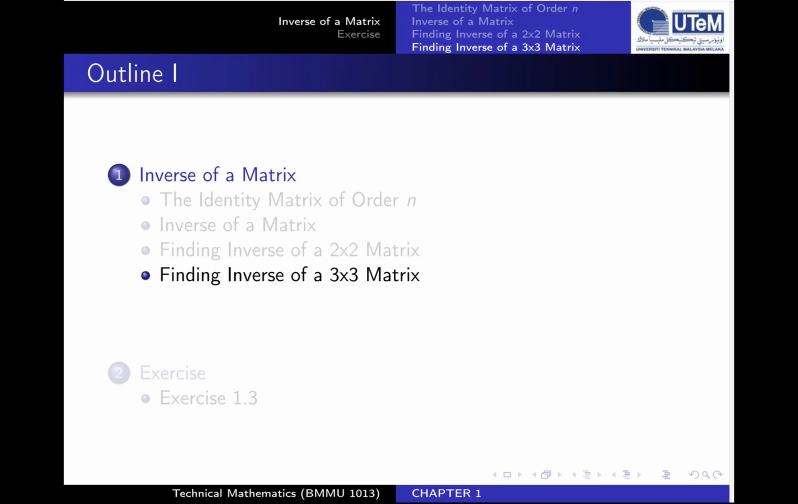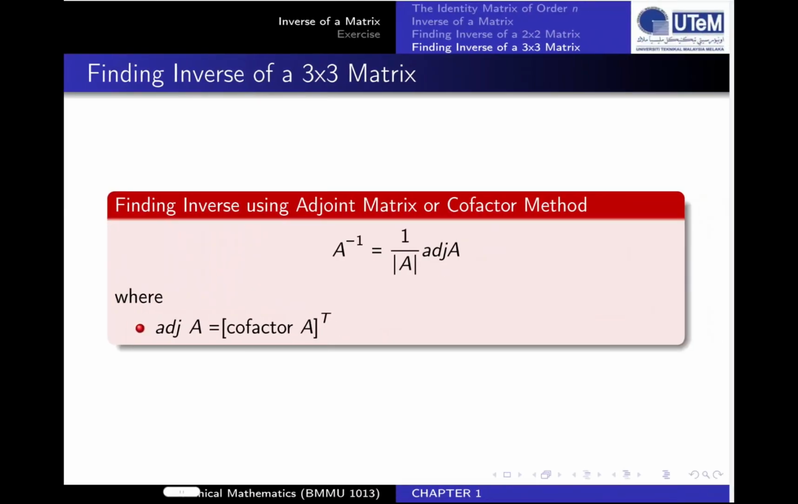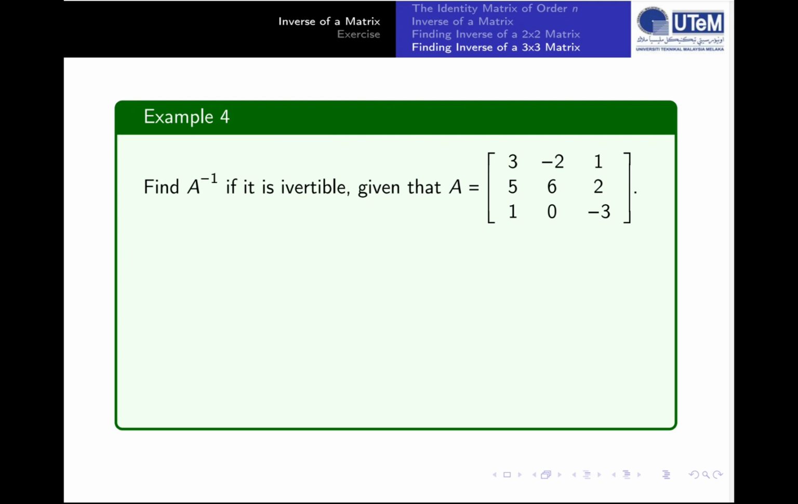Okay, so now let's look at how to find the inverse of a 3 by 3 matrix. It is the same thing: A inverse equals 1 divided by the determinant times the adjoint of matrix A, and the adjoint of matrix A also equals the transpose of the cofactor of matrix A. So we need to find first the cofactor of matrix A. The cofactor of matrix A we can find for each element here.